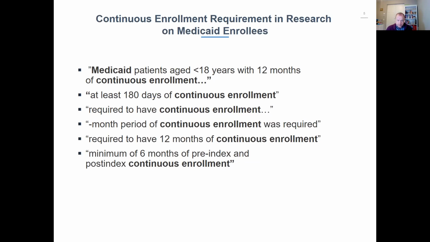What I typically see, because it is a messy problem and a lot of times it's easier just to cut the messy problem out, are phrases I've pulled from various studies. Medicaid patients aged less than 18 years with 12 months of continuous enrollment, or at least 180 days of continuous enrollment, required to have continuous enrollment for the observation period. Some X month period of continuous enrollment was required. Over and over again, this is typically what I see.